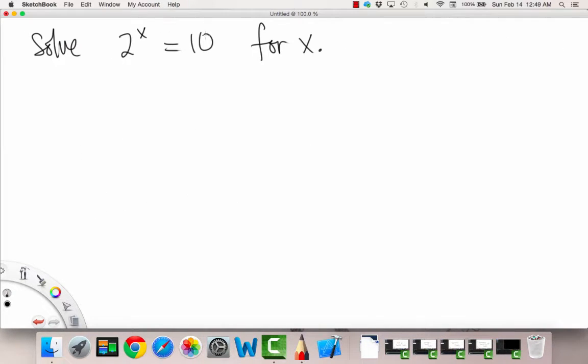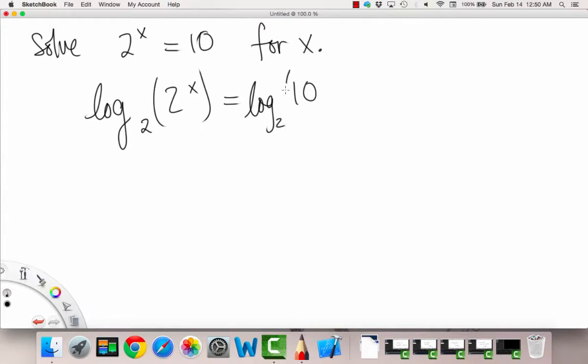Okay, so here's another example we could do. If we're going to solve this equation for x, what should we do first? So we have 2 to the x is equal to 10. What we really need to do is make use of the fact that exponential and log functions are inverses, right? So what we're going to do is actually take log base 2 of each side, okay?